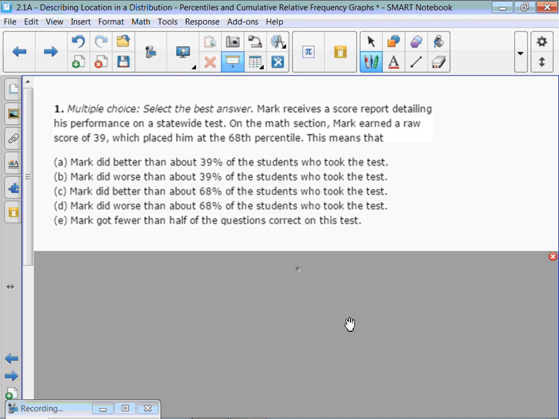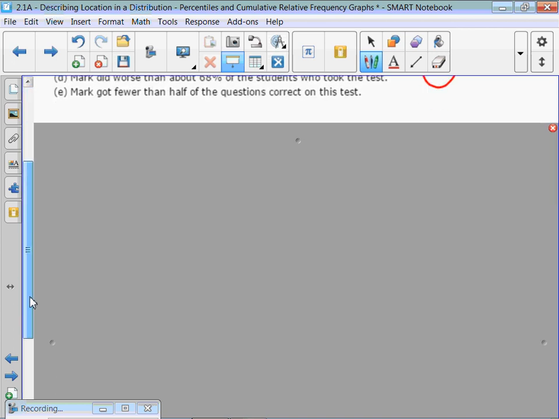What do you guys think? Does that 39% have anything to do with percentile? No, 39 was the raw score. We don't know what it's out of, right? C, Mark did better than 68% of the students who took the test, or D, Mark did worse than about 68% of the test, or E, Mark got fewer than half of the questions correct on this test. What do you guys think? Good, that is the definition of percentile. He did better than that percentile.